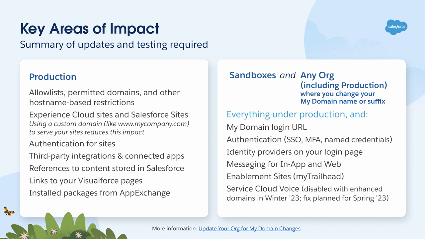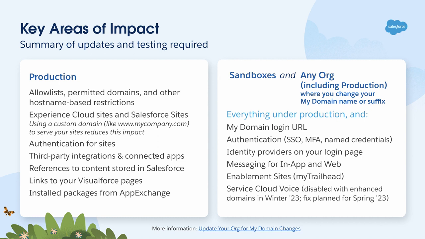You also need to update references to content stored in Salesforce because that URL changes. Earlier we talked about an image stored in Salesforce and served on a Lightning page. Think about other places that they could be served, for example, badges in My Trailhead, and you need to update any external references to those images, such as an email or a website that serves an image or file that's stored in Salesforce. If you have any hard-coded links to your Visualforce pages, those also need to be updated.